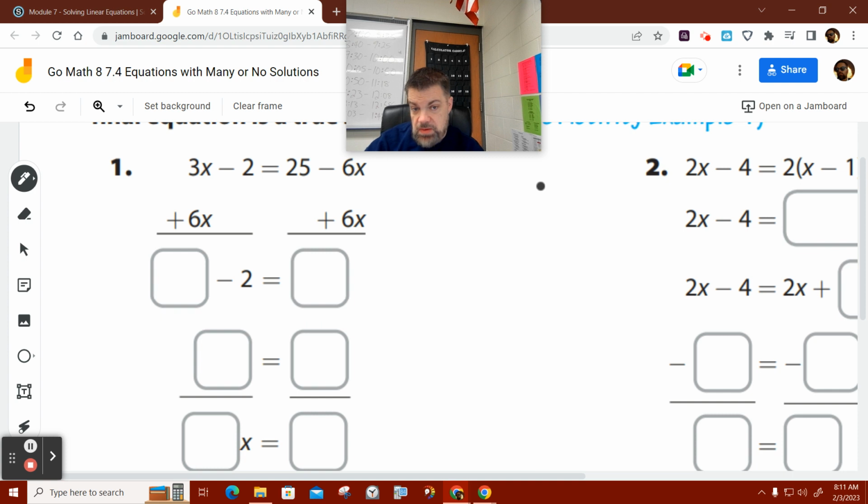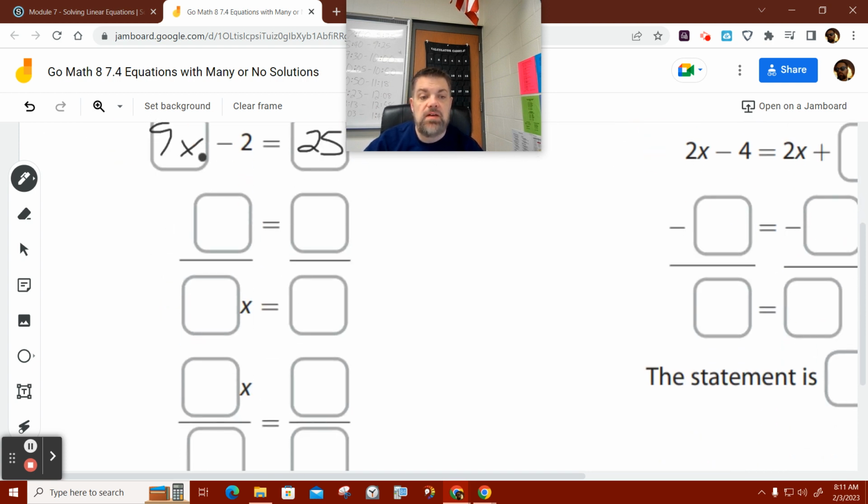So remember on all these, we want to make it look like x equals some stuff. So we got to move all the x's to one side and all the other stuff to the other. They have a negative 6x here on this side, so they added 6x to both sides. What's 3x plus 6x? 9x minus 2. Over here, the 6x's cancel out, and I'm left with 25. What's the next move?